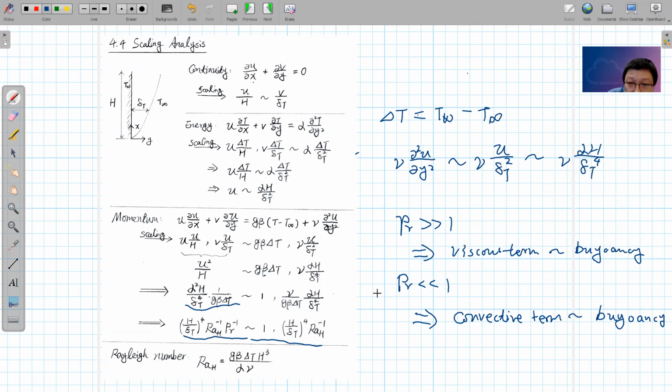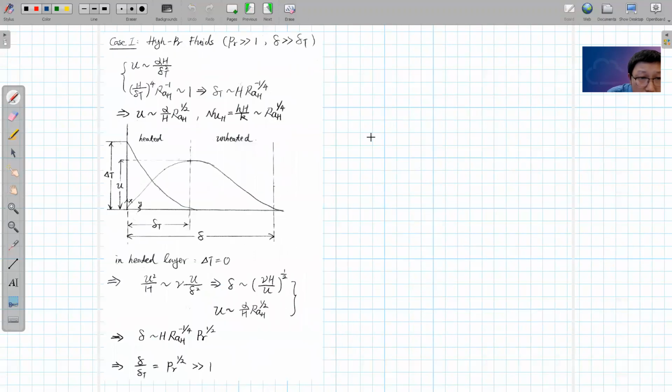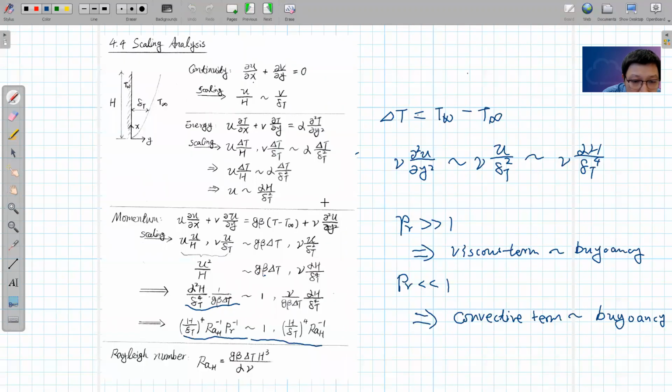Let me go to the next page. Let's start from case one, when we have a high Prandtl number, much larger than one. In the convective boundary layer, this means the velocity boundary layer thickness is much larger than the thermal boundary layer thickness. From our analysis, if the Prandtl number is much larger, these two terms have to be the same order: the viscous term and the buoyancy term.